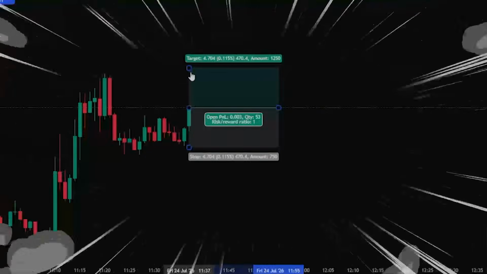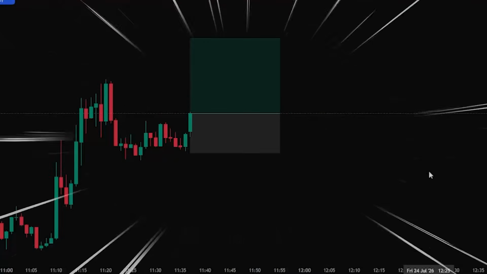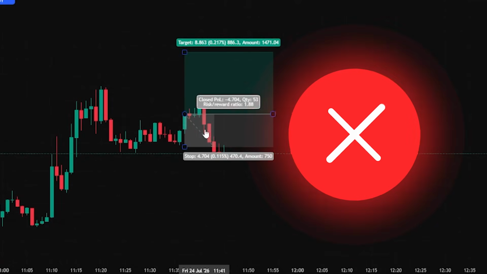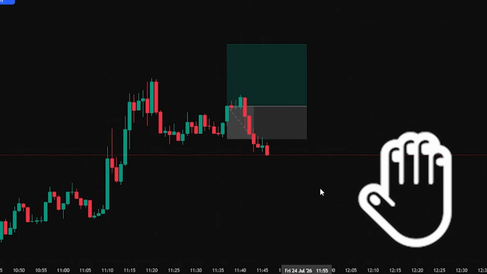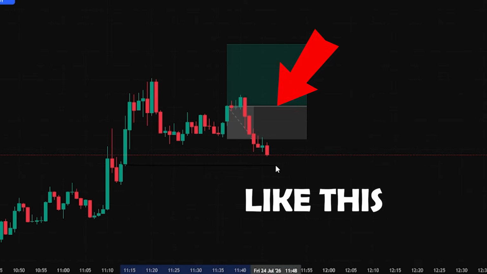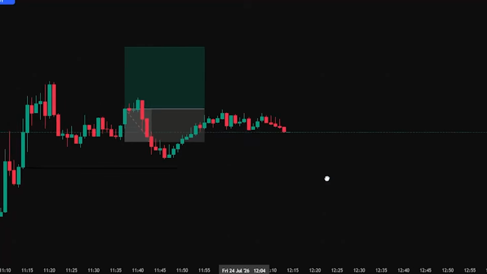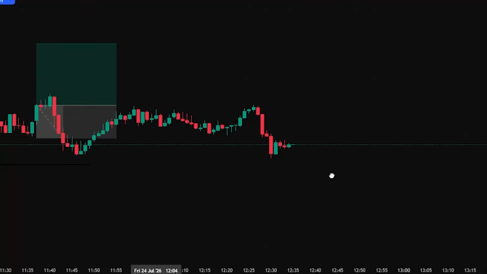Most traders would have entered this gold trade instantly, but I noticed one small detail on the chart. This single candlestick pattern told me something was wrong. I avoided the trade, and minutes later, gold dropped hard. Today, I'll show you exactly how this pattern works and how you can use it in your scalping strategy.